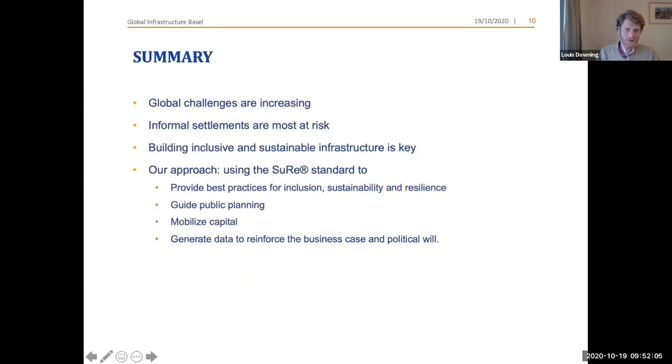So as a quick summary, global challenges are increasing. Those are felt most strongly in informal settlements. Building inclusive and sustainable infrastructure is a key part of solving some of these risks, both infrastructure within informal settlements and the infrastructure that affects informal settlements. And the approach that we're taking to address this focuses around the SHORE standard for sustainable and resilient infrastructure to provide best practices to those who are actually building infrastructure, to guide public planning, to mobilize capital, and to generate data that reinforces the business case and generates additional political will for inclusive, sustainable, and resilient infrastructure.